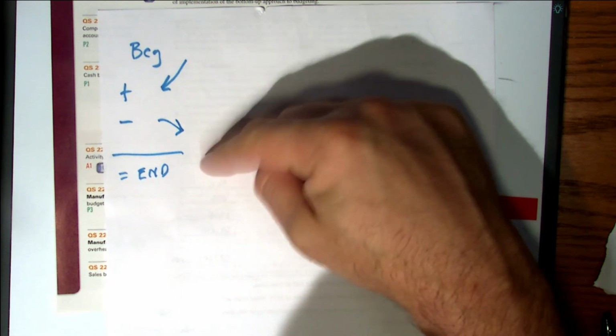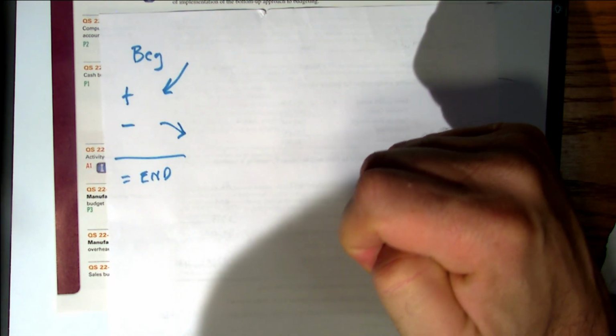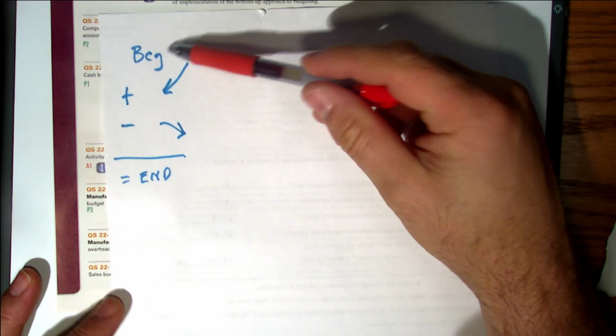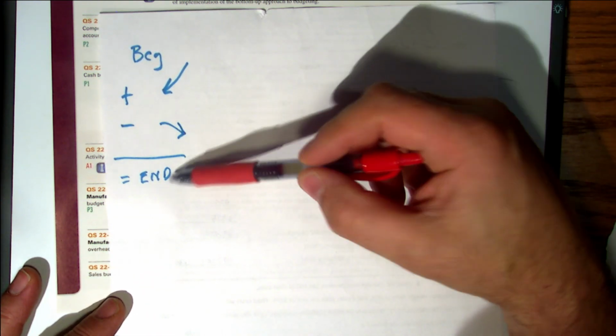Whenever I see verbiage like the ending inventory should equal 10% of the next month's sales, and they tell us the beginning inventory and all this sort of stuff, I know that we need to do what I'm going to show you right now. So follow this process. The beginning plus what comes in minus what goes out equals the end. Now what I want to do is define these terms for this specific problem. Does anybody know where I'm getting at?